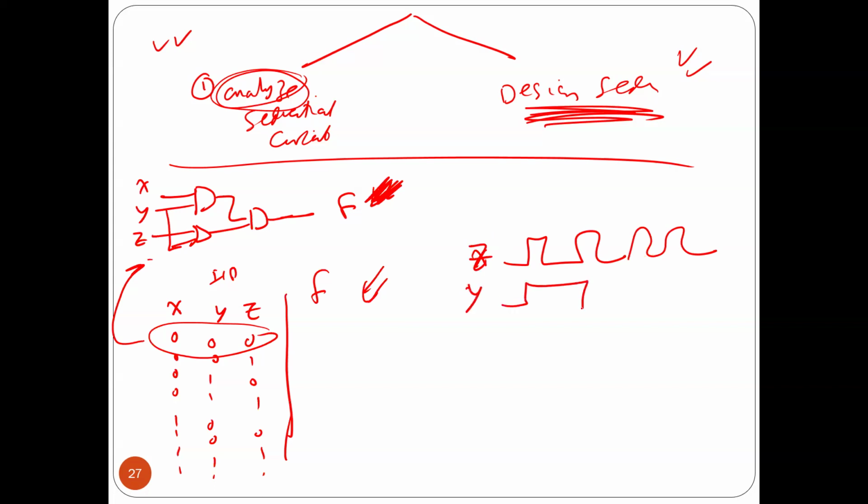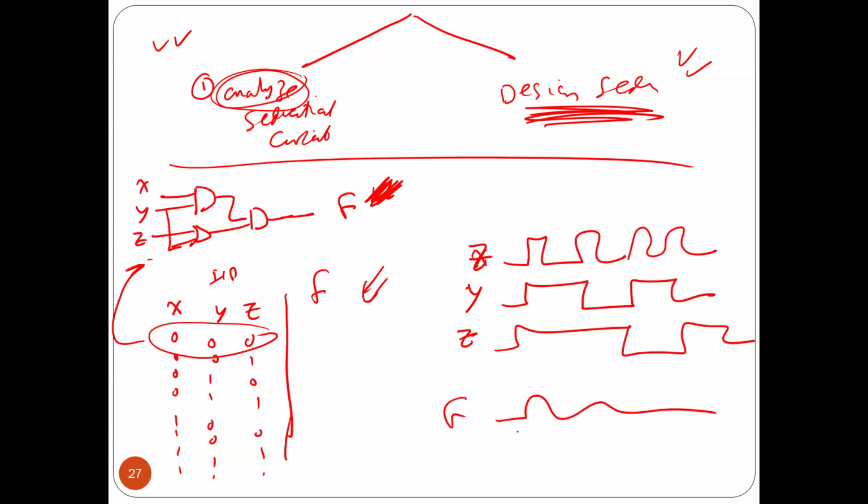Y is going to become something like that. Z is going to become something like that. Okay, and then this is F, a timing diagram. So again, that's what I will do right now. Similar to what we did before.